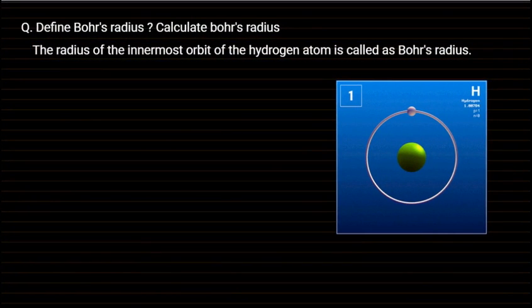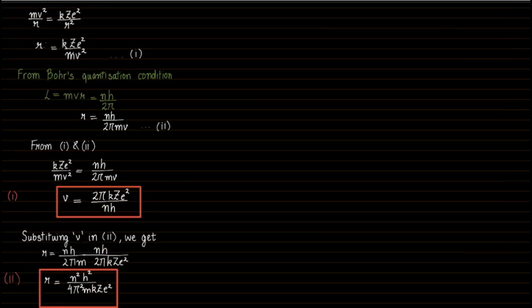So what is a Bohr's radius? The radius of the innermost orbit of the hydrogen atom is called Bohr's radius. That means this orbit. The hydrogen atom has only one orbit, and this orbit's radius is known as your Bohr's radius. Why? Because we will calculate this radius using Bohr's concept, using the expression derived from Bohr's postulate.